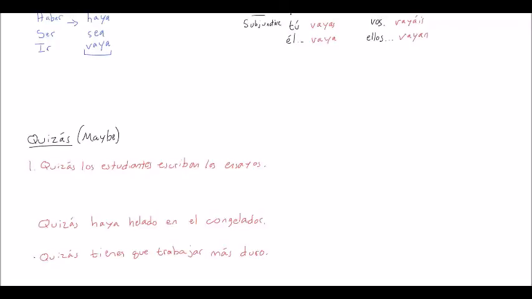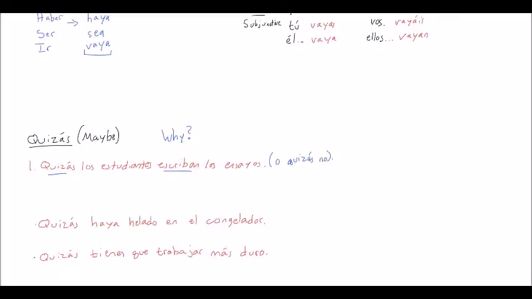So if we look at this first example, quizás los estudiantes escriban los ensayos. We see here that we're using the subjunctive and we ask that question. Why are we doing that? And the answer lies here in quizás. We're saying maybe this will happen, but maybe not. O quizás no. There are two possible outcomes.